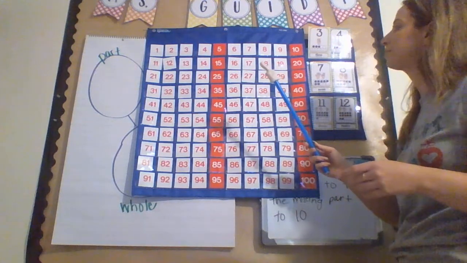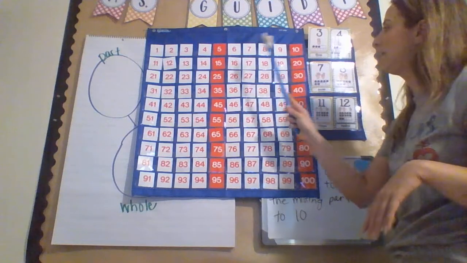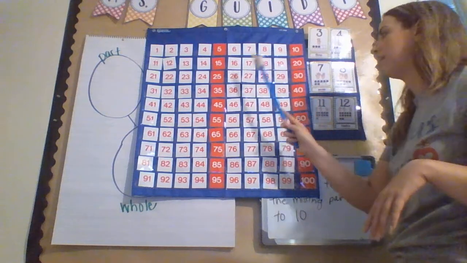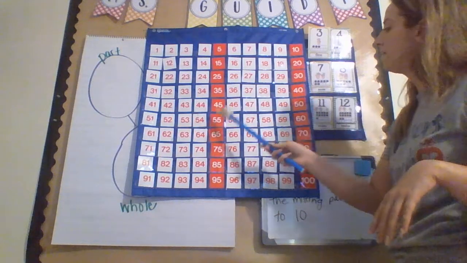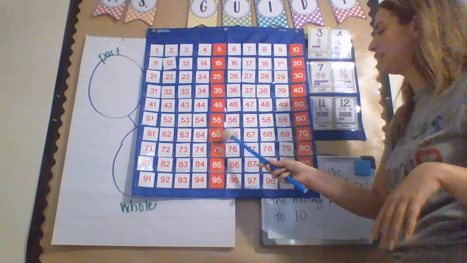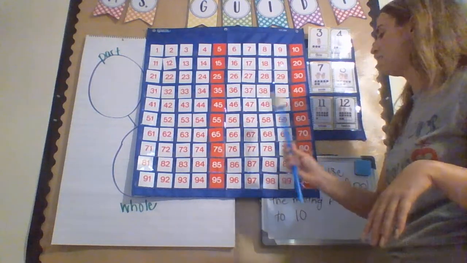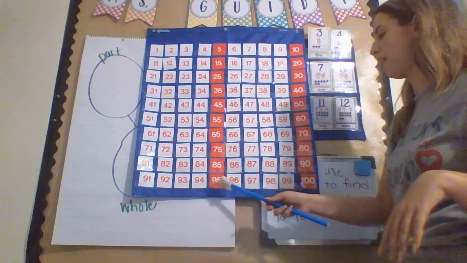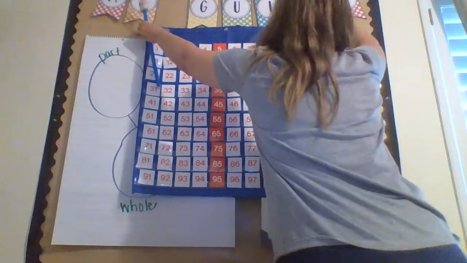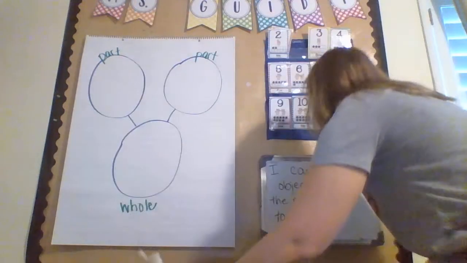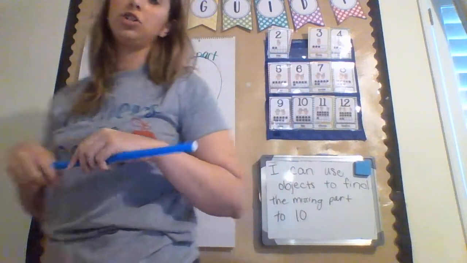Here we go. 5, 10, 15, 20, 25, 30, 35, 40, 45, 50, 55, 60, 65, 70, 75, 80, 85, 90, 95, 100. Awesome. All right, go ahead and put your hundreds charts away. And let's think about our target for today.